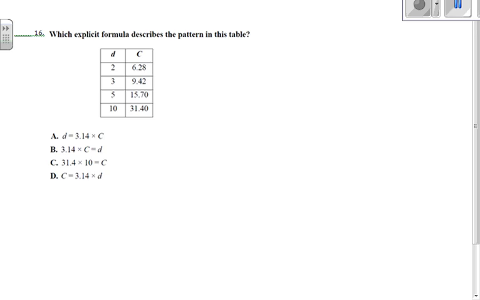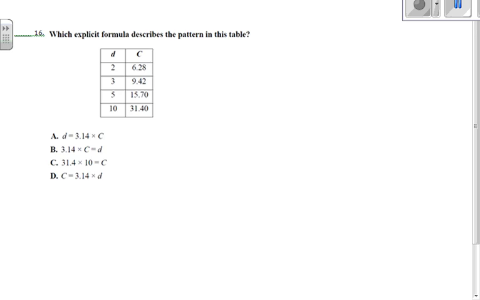All right, this is problem number 16. We're going to try to get to 20. Problem number 16 asks which explicit formula describes the pattern that we're seeing in this table, D and C. Now, they have on the options the variable D and the variable C sort of flipped around, but that's okay. Here's what you can do.